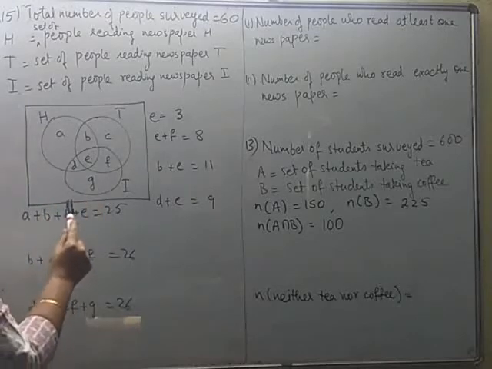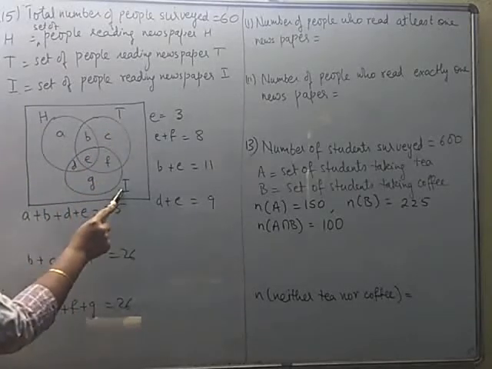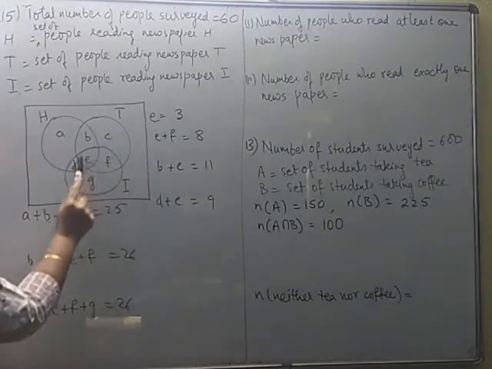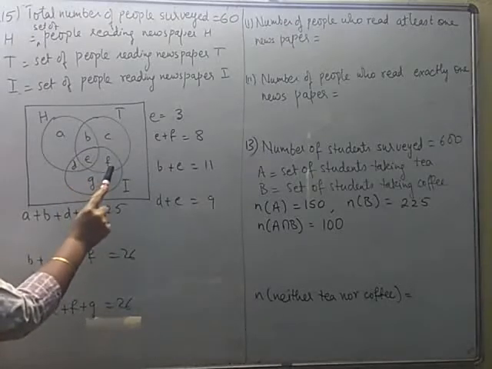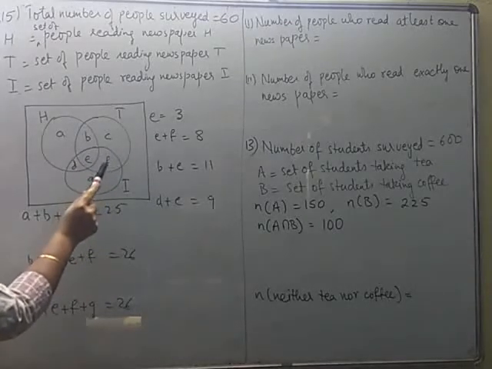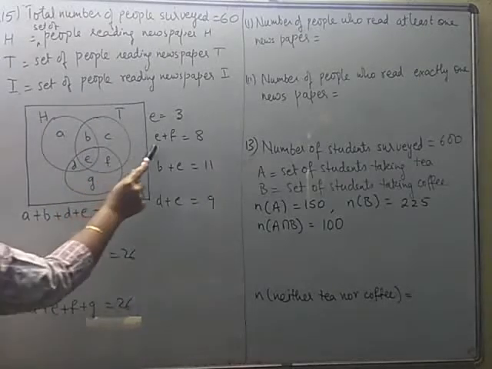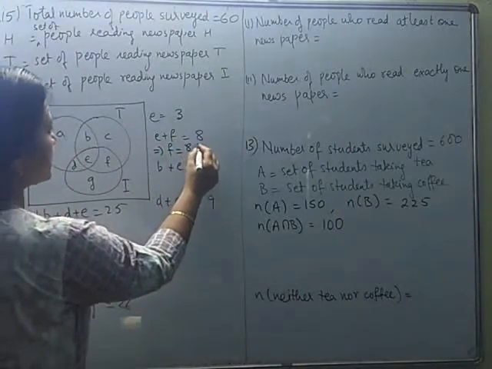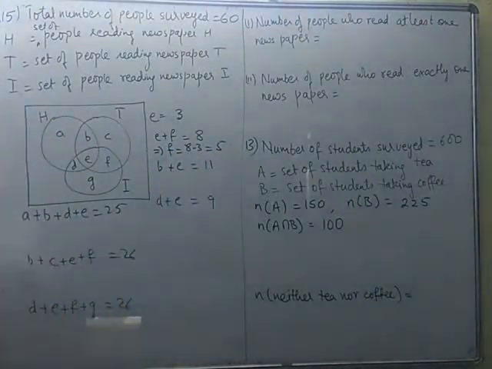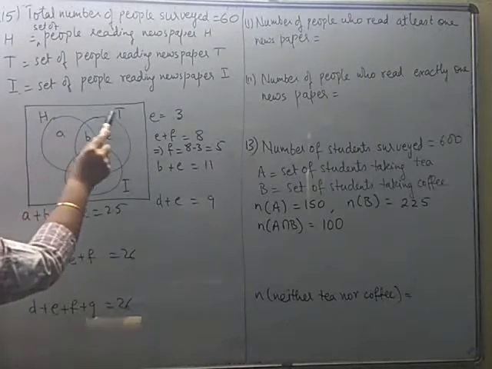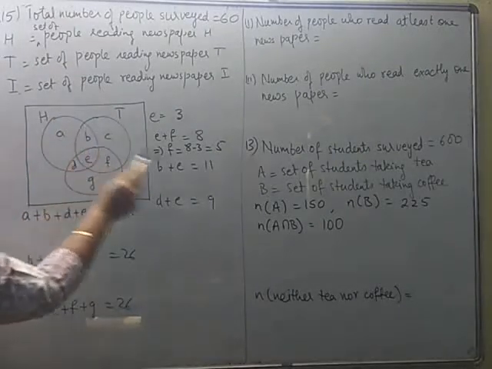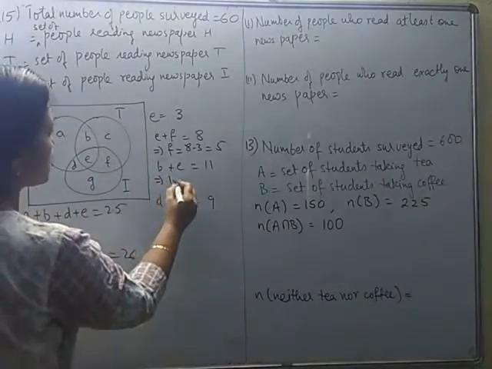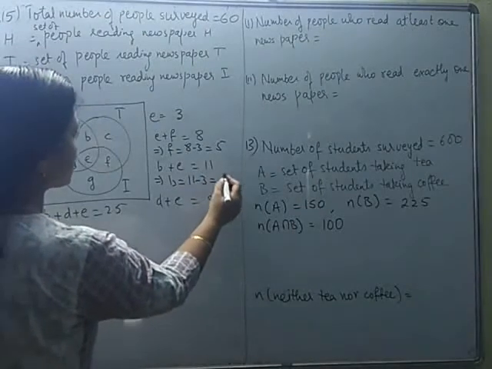Now the total number of people reading both newspaper T and newspaper I was 8. So this region denotes the intersection of T and I, the people reading both the newspapers T and I. So E plus F is equal to 8. That means F will be 8 minus 3, which is 5. In the same way, the number of people reading both the newspapers H and T is 11. So B plus E is 11. That means B comes out to be 11 minus 3, which is 8.